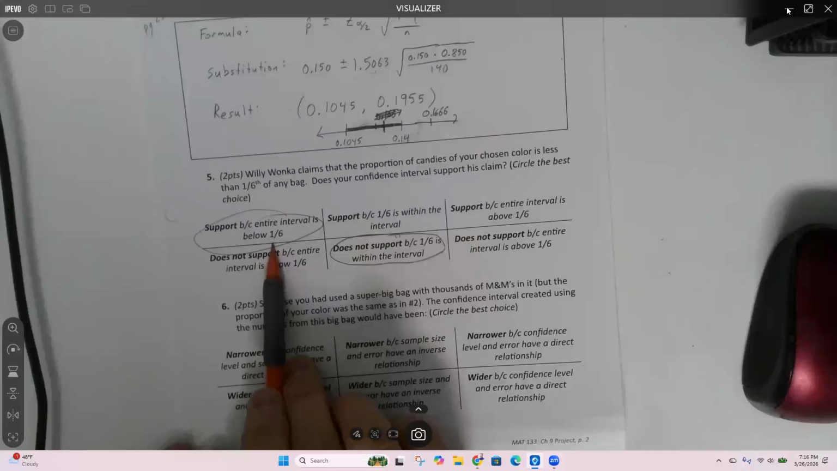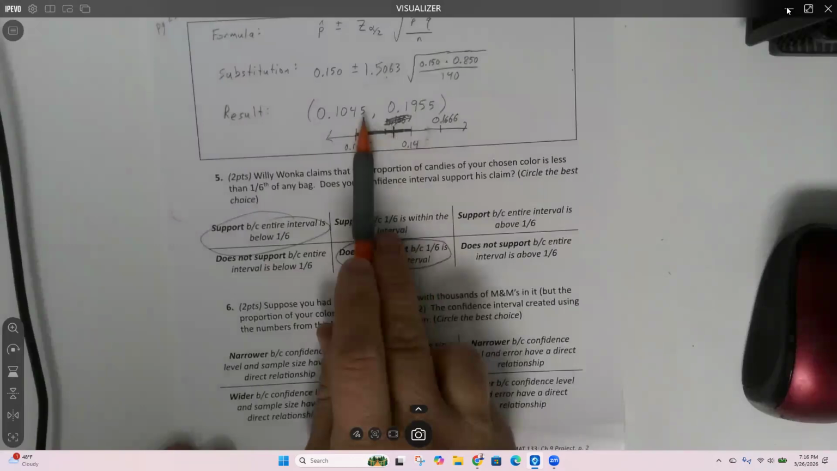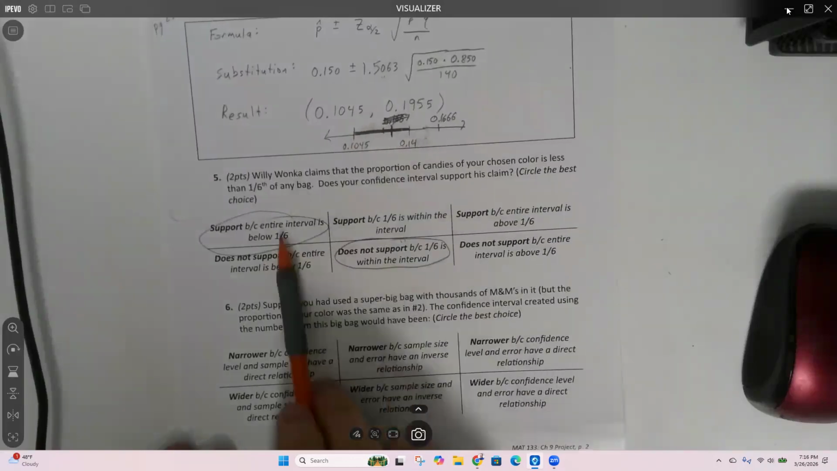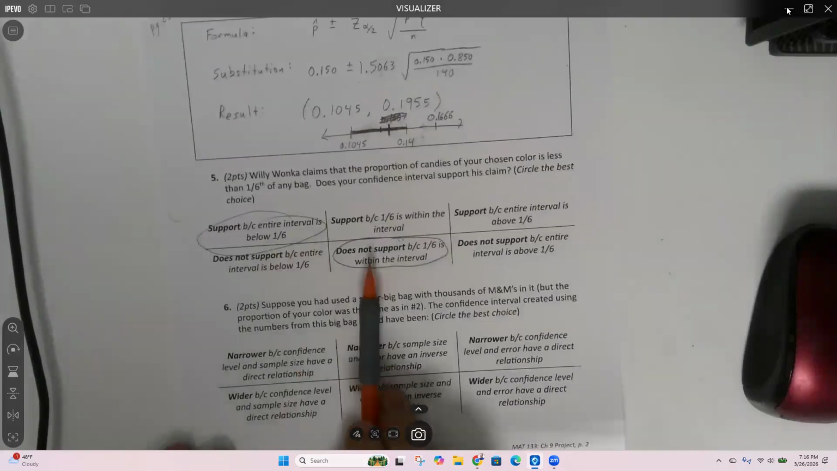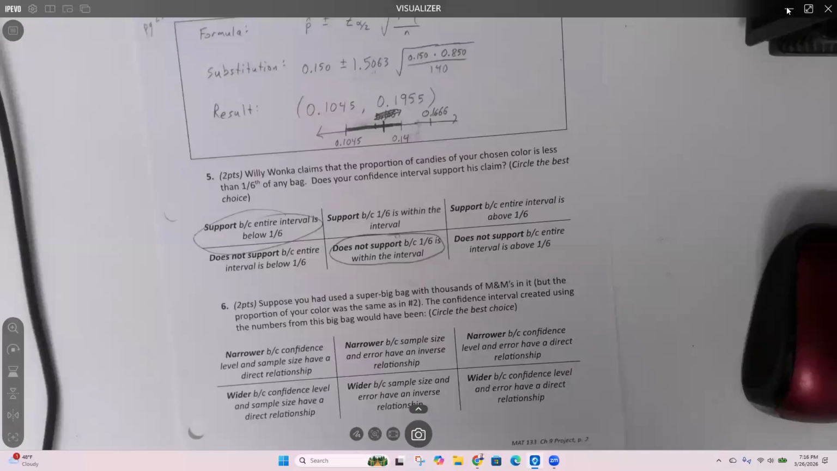Okay. So depending on where 1/6 lands, if 1/6 is in your interval, you would choose this one. If not, you would choose this one. Okay. So don't circle both of them. You want to circle just the one that is for your confidence interval.